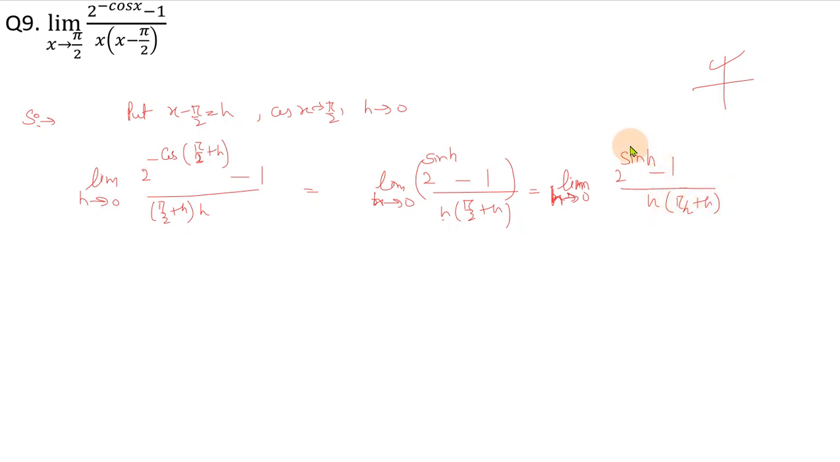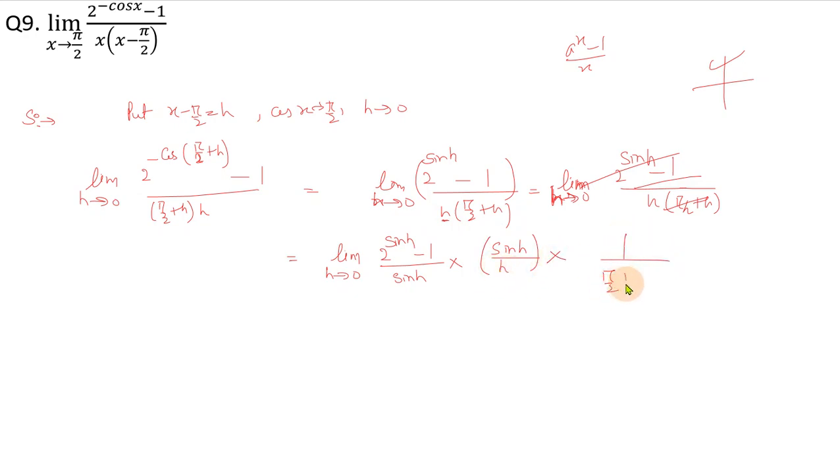Look, we have sine h here but not in the denominator. So what are we going to do? We are going to multiply and divide by sine h, this term. Limit h approaches to 0. See, this is 2 power sine h minus 1, so we should have the same term like a power x minus 1 upon x. But we don't have sine here, so we multiply and divide by sine h, and this h is compensated with this. In the denominator we have pi by 2 plus h.